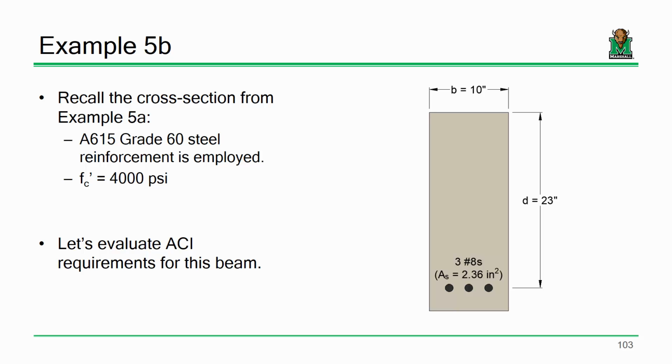Let's take a look at this. So what I want to do, I want to take the example that we literally just did, and I want to take it and evaluate ACI requirements, ultimately determine its phi value, and et cetera.